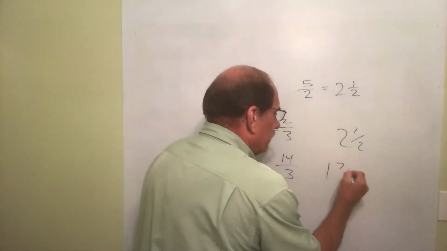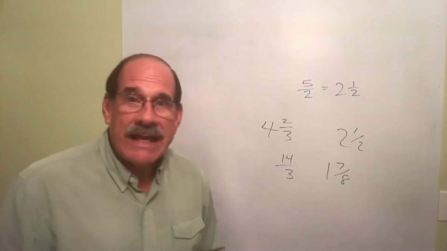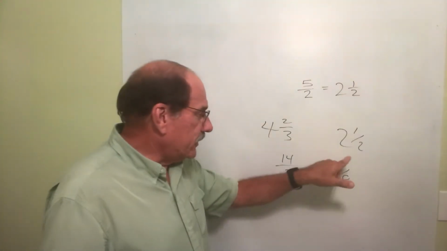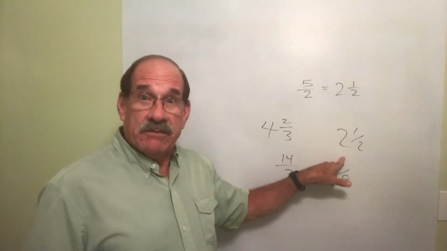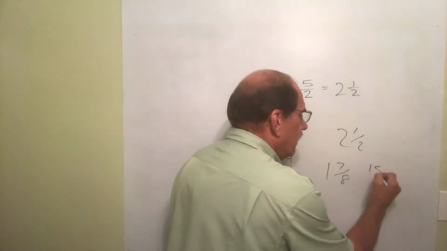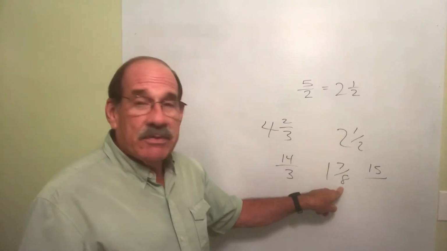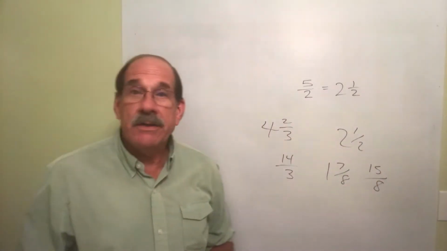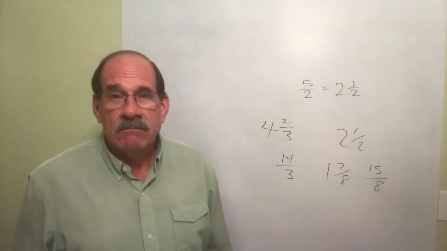1 and 7/8. 1 times 8 is 8. 8 plus 7 is 15. So 15 goes on top. You keep the same denominator. 15/8. There you go. You've done it.